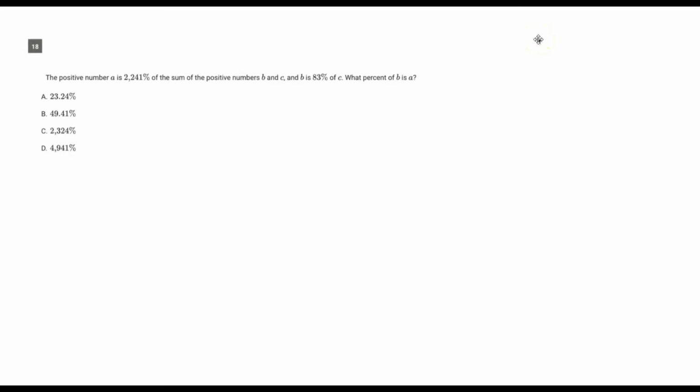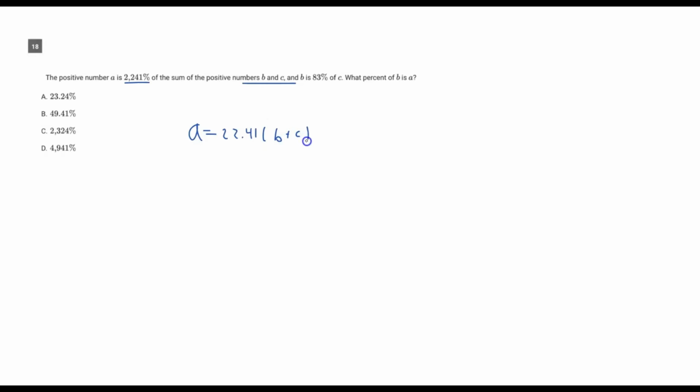All right, so this SAT math problem says the positive number A is 2,241% of the sum of the positive numbers B and C. So A is going to be equivalent to 2,241%, which can be represented as just 22.41 times B plus C.